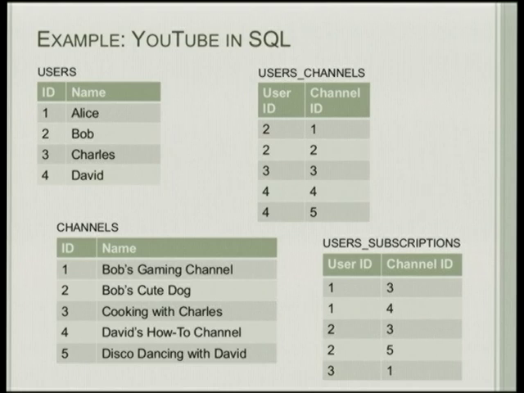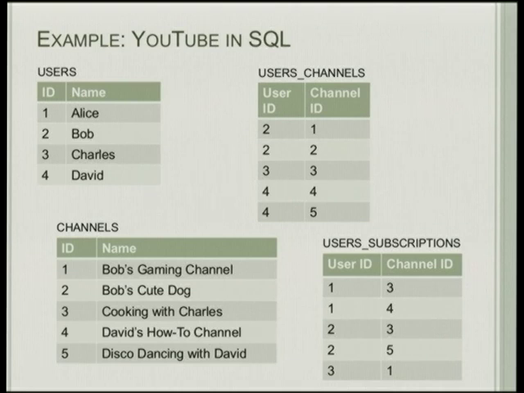So by example, here we have our users. Typical user UIDs. Every user can have a channel. So ID 1, Bob's gaming channel. And then number 2, Bob's cute dog channel. They all belong to Bob. So you create another table and say, well, user channel. User ID 2, Bob has channel ID 1, Bob's gaming channel. And user 2, channel 2, cute dog channel. So Bob owns these two.